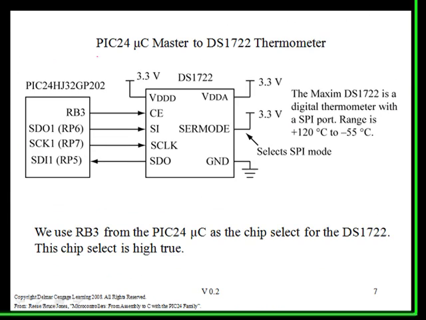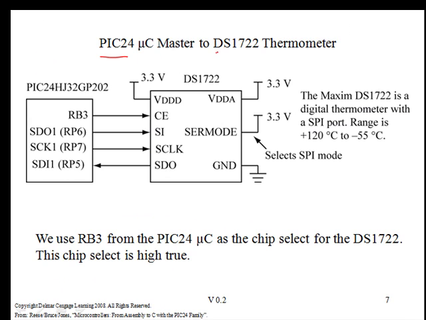Let's examine the details of connecting a PIC24 to a Dallas Semiconductor DS1722 integrated circuit thermometer. This particular IC has a SPI port. The pins are serial data in, the clock line, and serial data out. We'll connect that to the equivalent pins that we're going to use from the SPI port of the PIC24. So serial data out in the PIC24 is connected to serial data in of the DS1722. The clock line of the PIC24 is connected to the clock line of the DS1722. And the serial data out of the DS1722 is connected to the serial data in of the PIC24.